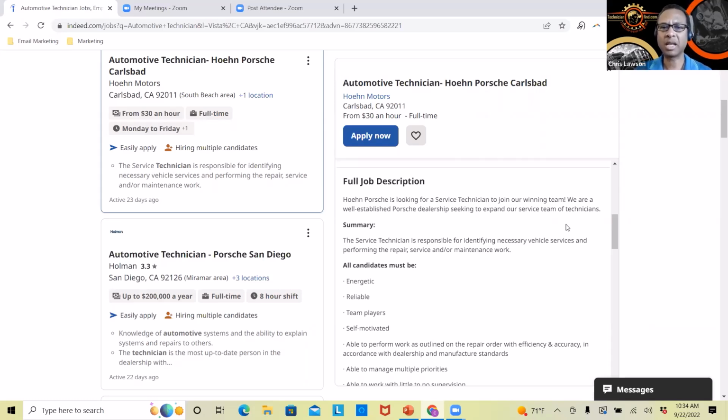So what do they say next? All right, here's a summary. "The service technician is responsible for identifying necessary vehicle services and performing the repair, service, and or maintenance work." Again, here we go. This is another common pitfall that shops make when they are putting an ad together. They get right into what is expected of the applicant. This is what we expect of you. We expect you to be able to lift, stand on your feet for long periods of time, lift 50 pounds over your head, all these things. You must do this, you must do this, you must do this.